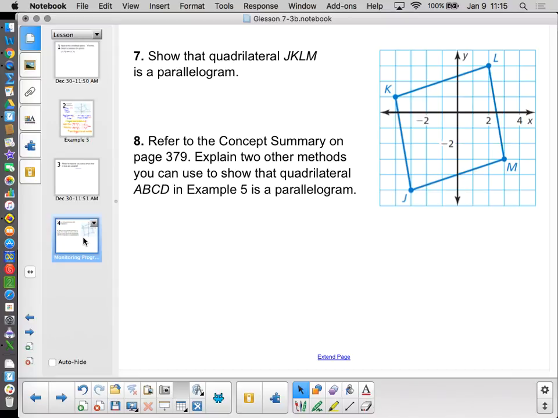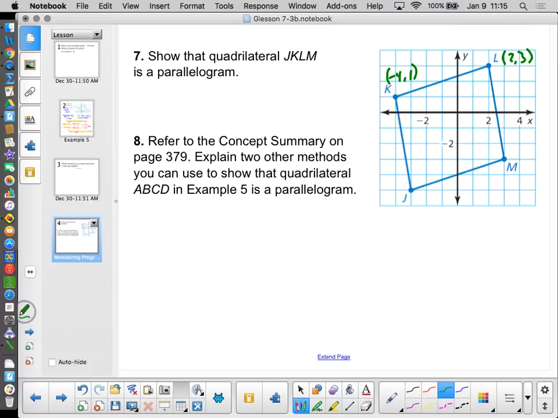Okay, now that we've done that, let's show that JKLM is a parallelogram using a different method than the one we've used before. Well, we're first going to want to come up with our coordinates for our points. K is at negative 4, 1. L is at 2, 3. M is at 3, negative 3. And J is at negative 3, negative 5.